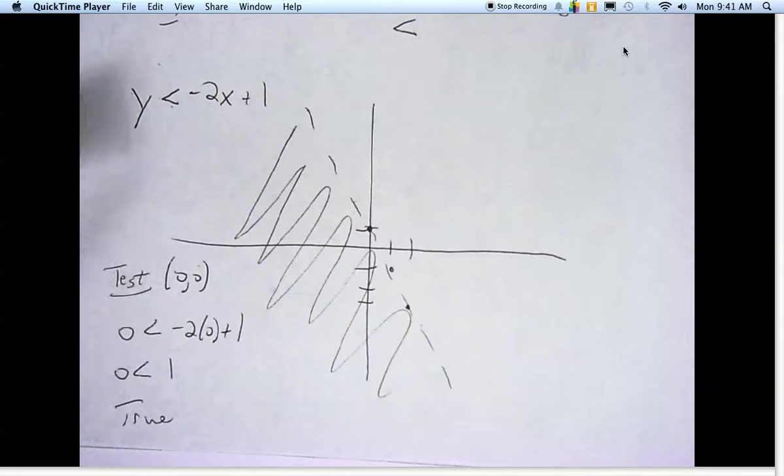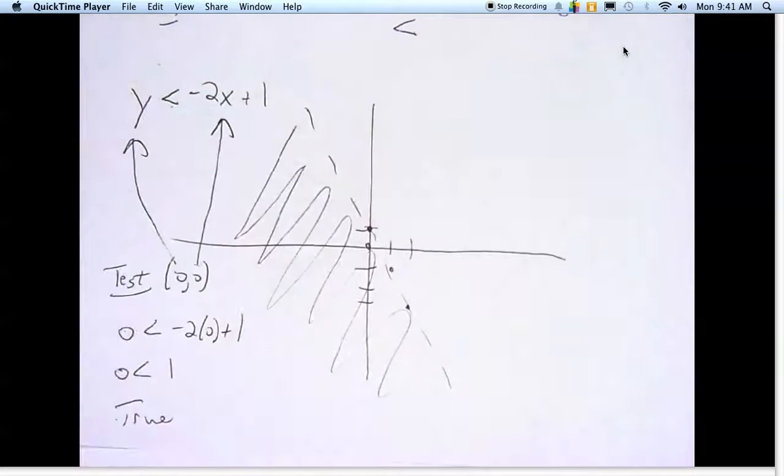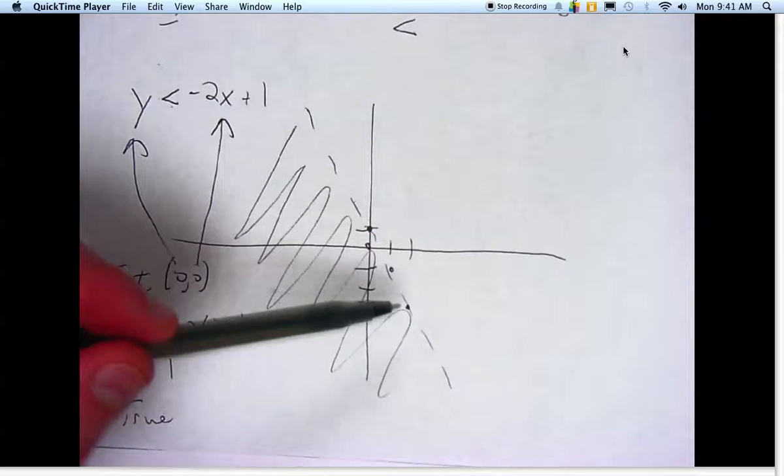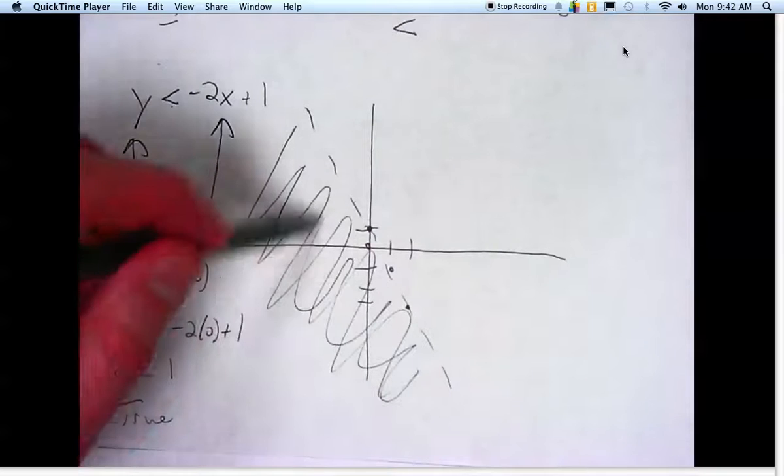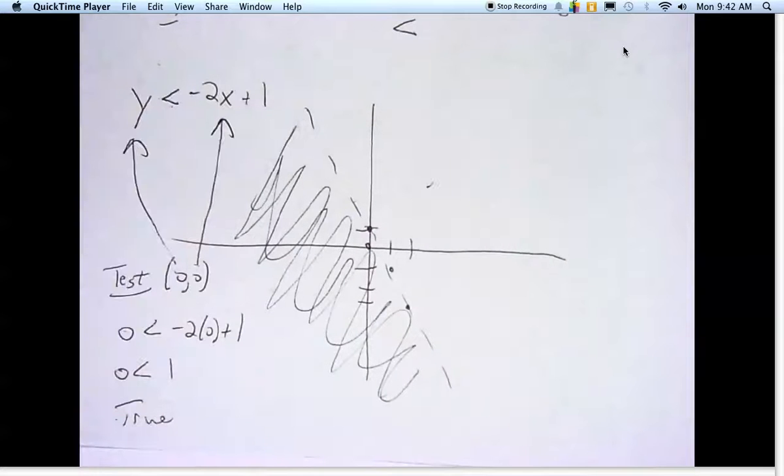And so when I plug 0 in for y and 0 in for x, now I get 0 is less than 1. That's definitely true. Here's 0, 0, and so I know 0, 0 is on the true side, and so this whole thing is the true side. This whole thing is the false side, and so I leave that side blank.